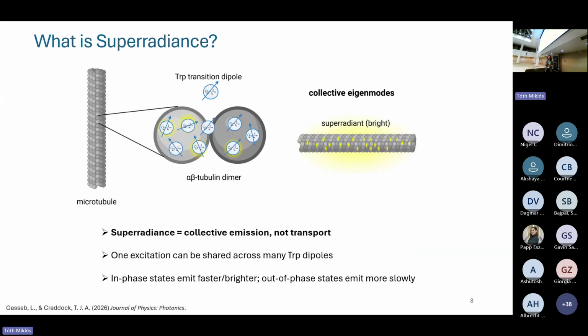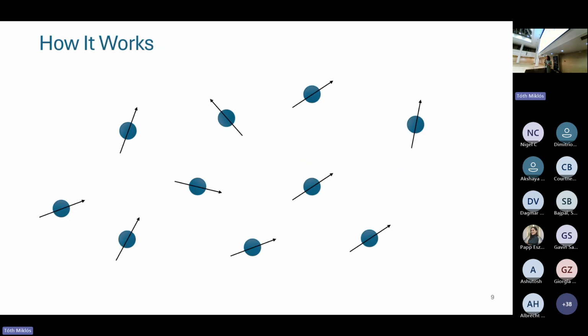So now let's talk a little bit about superradiance. Superradiance is not about transport here, but about a collective emission of light. If you start with one excitation, this can be shared across this network of tryptophans. And if they are in phase, this coherence in phase is what we call a superradiant state. But if they are out of phase, it is what we will call a subradiant state. So how does this work?